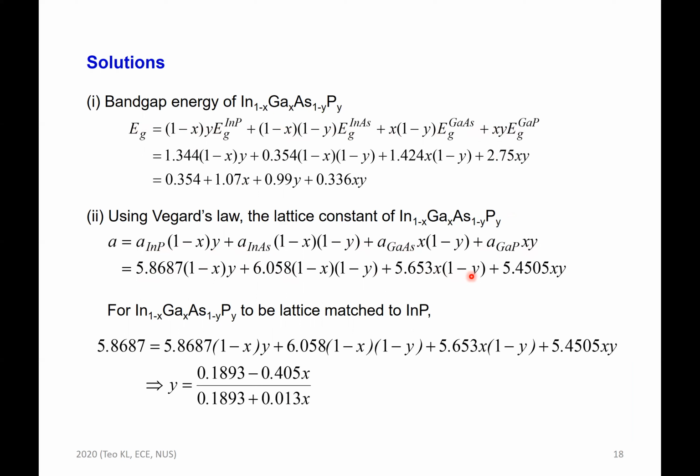Now I want to grow indium gallium arsenide phosphide lattice matched to indium phosphide. So this is the equation of the indium gallium arsenide phosphide. And lattice matched to indium phosphide means that I equate this equation to the lattice constant of indium phosphide. So the lattice constant of indium phosphide is 5.8687, equal to this equation. Then I can find Y in terms of X.